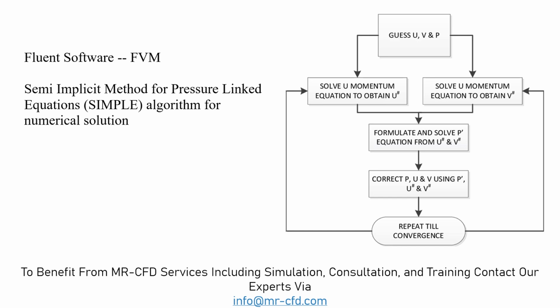In the first step of this algorithm, we get a guess and initializing values for pressure and velocity field. In the next step, the software will calculate secondary values for the velocity field using the momentum equation. And by using those secondary values of the velocity field, the software will calculate a secondary value for the pressure. After that, the software will correct the values of pressure and velocity field using the secondary values for each of them respectively. Finally, this loop is repeated until the results are converged.